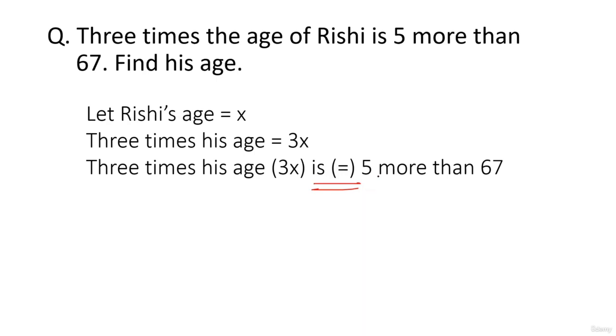5 more than 67. So what did we do first? We wrote 3 times his age, 3x. Then we wrote the equal to sign, is 5 more, matlab 5 zyada than 67. So 5 plus 67. Okay, this is a simple linear equation.